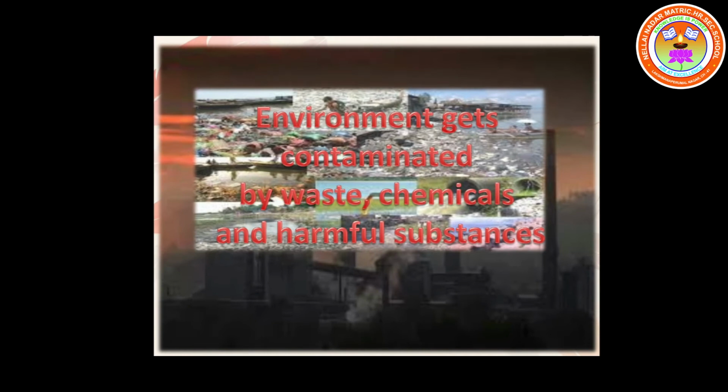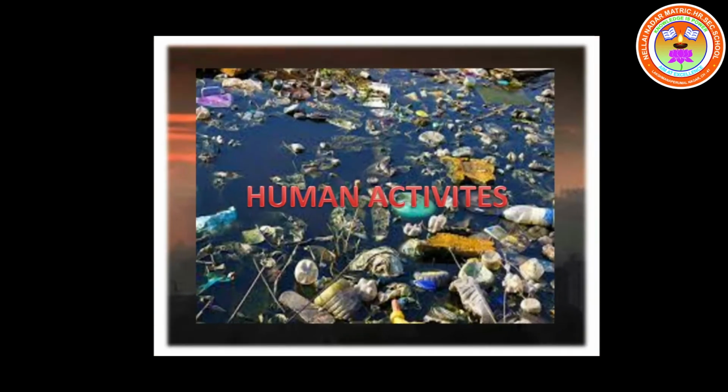Pollution occurs when the environment gets contaminated by waste, chemicals and harmful substances. Pollution is damage caused to the environment mainly because of human activities, isn't it, children? So pollution is because of human activities.